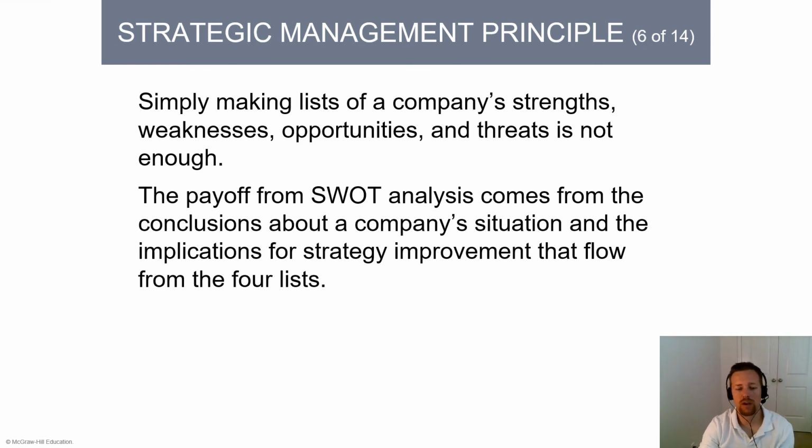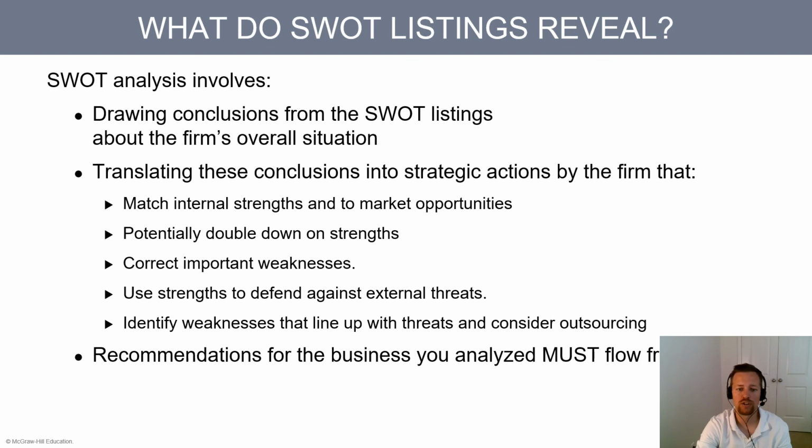All right, here's the big takeaway. You're not done when you've finished your SWOT. Simply making lists of companies' strengths, weaknesses, opportunities, and threats, if you never put anything into practice, it's not going to help you. The payoff from a SWOT analysis comes from the conclusion about a company's situation and the implication for strategy improvement that flow from the four lists. So how are we going to do that? How are we going to draw conclusions from the SWOT that we can turn into strategic actions? How can we translate the four categories of the SWOT into specific things to do?